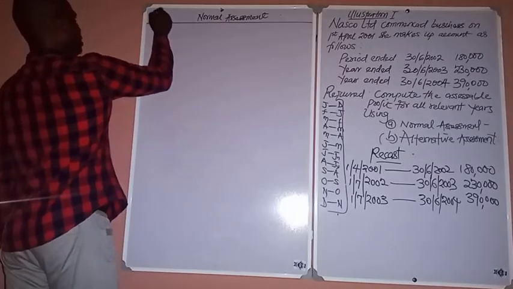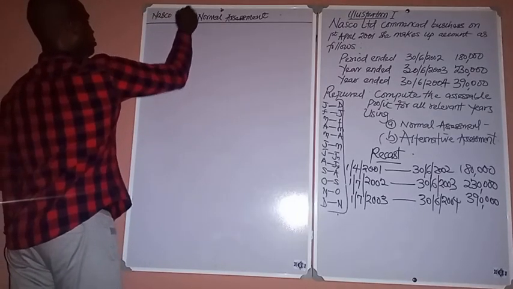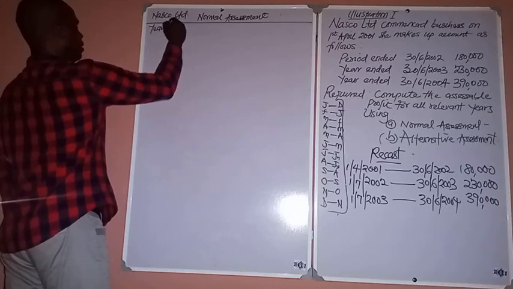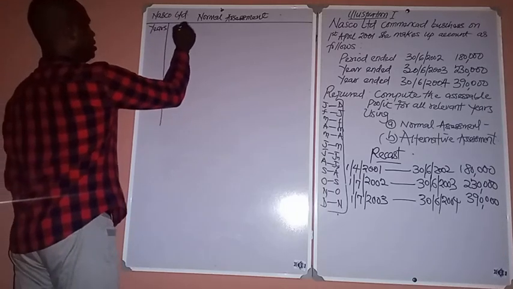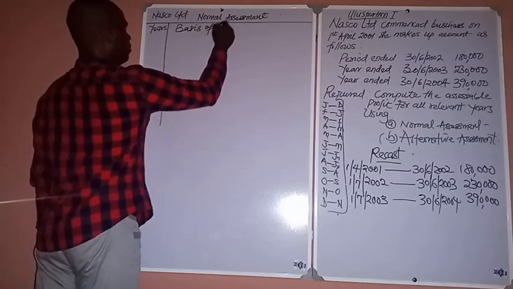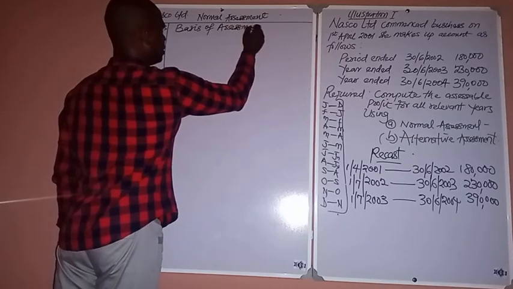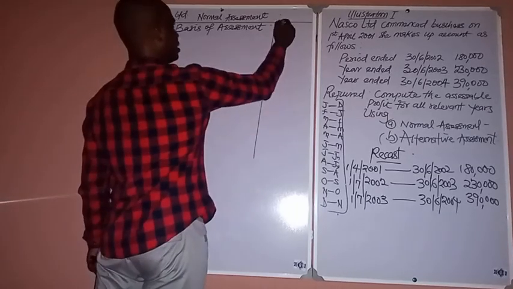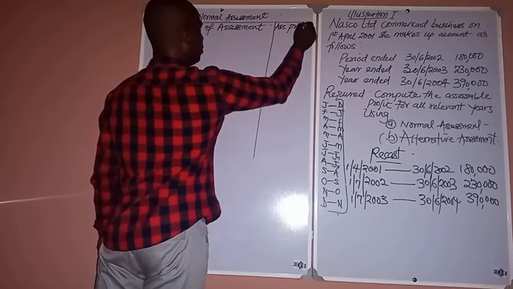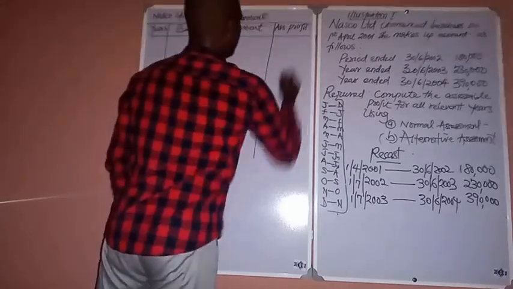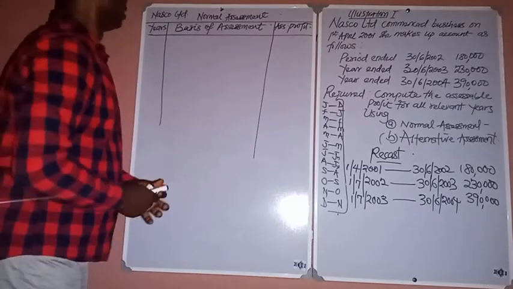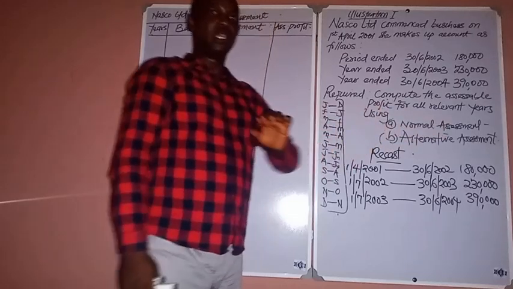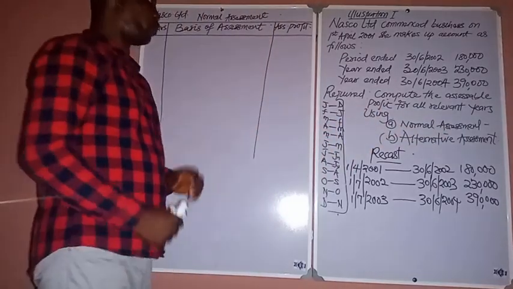So we have NASCO Limited. NASCO Limited is the owner of the account. We'll be having the years here. We're going to have basis of assessment. We're going to have assessable profits. At this point, we are taking over. Now, we're going to follow the law the way the law stated this, the way it goes. We're going to state it exactly that way.